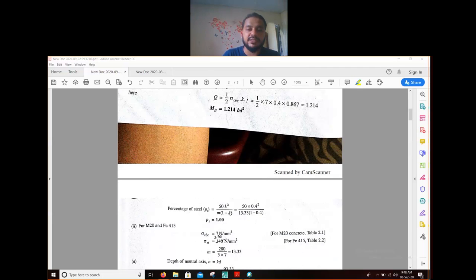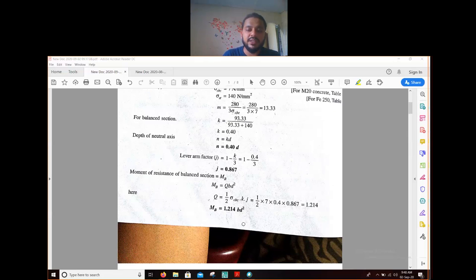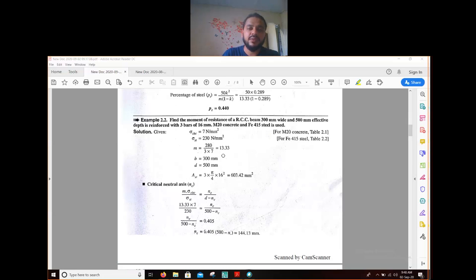This is the equation of moment of resistance for a balanced section. In the first question it is mentioned directly as a balanced section, so we directly used this equation. But in this question it is not mentioned whether your beam is balanced, under reinforced, or over reinforced. So first our aim will be to find out the type of section, whether it is under reinforced, over reinforced, or balanced.